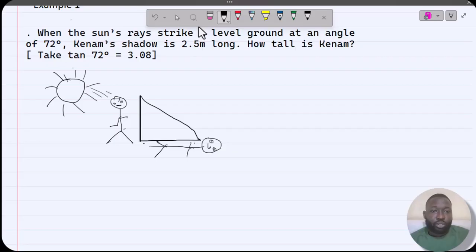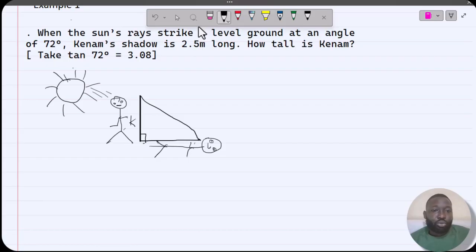This forms what we call a right angle triangle, where we have a 90 degrees formation right here. Now, let's look at it carefully. This here becomes the height of Kinam, so maybe let's use the letter K to represent that.